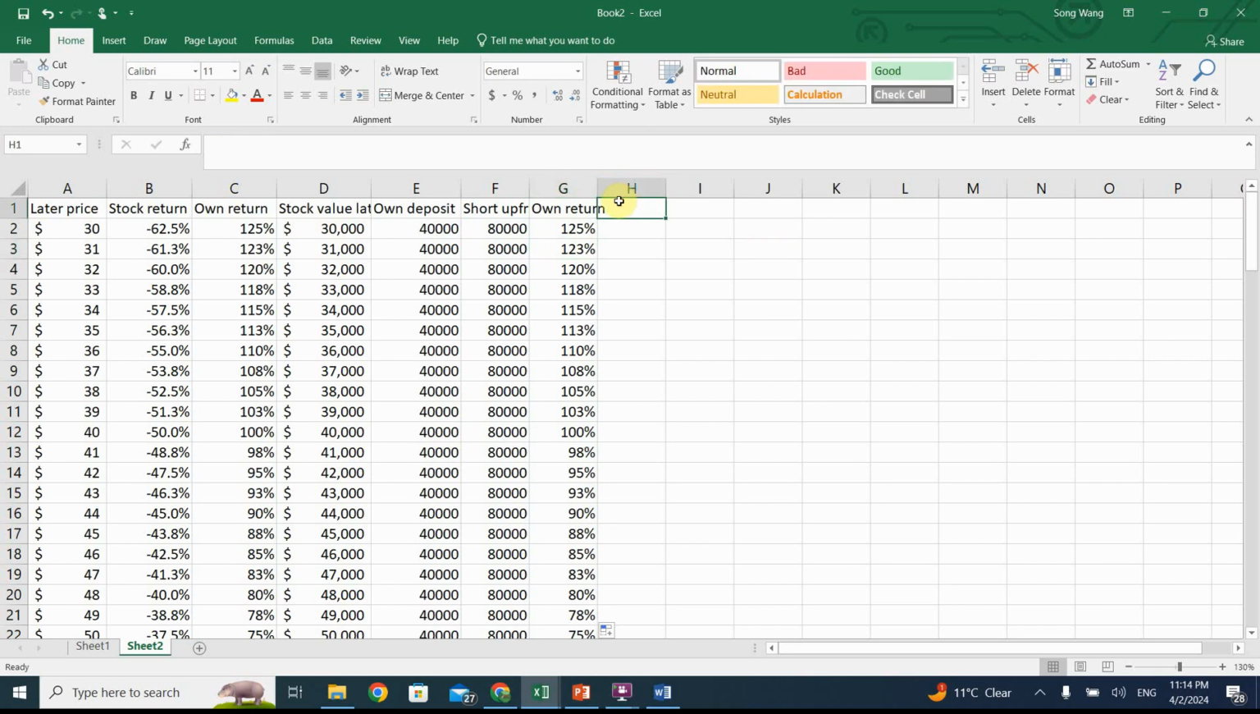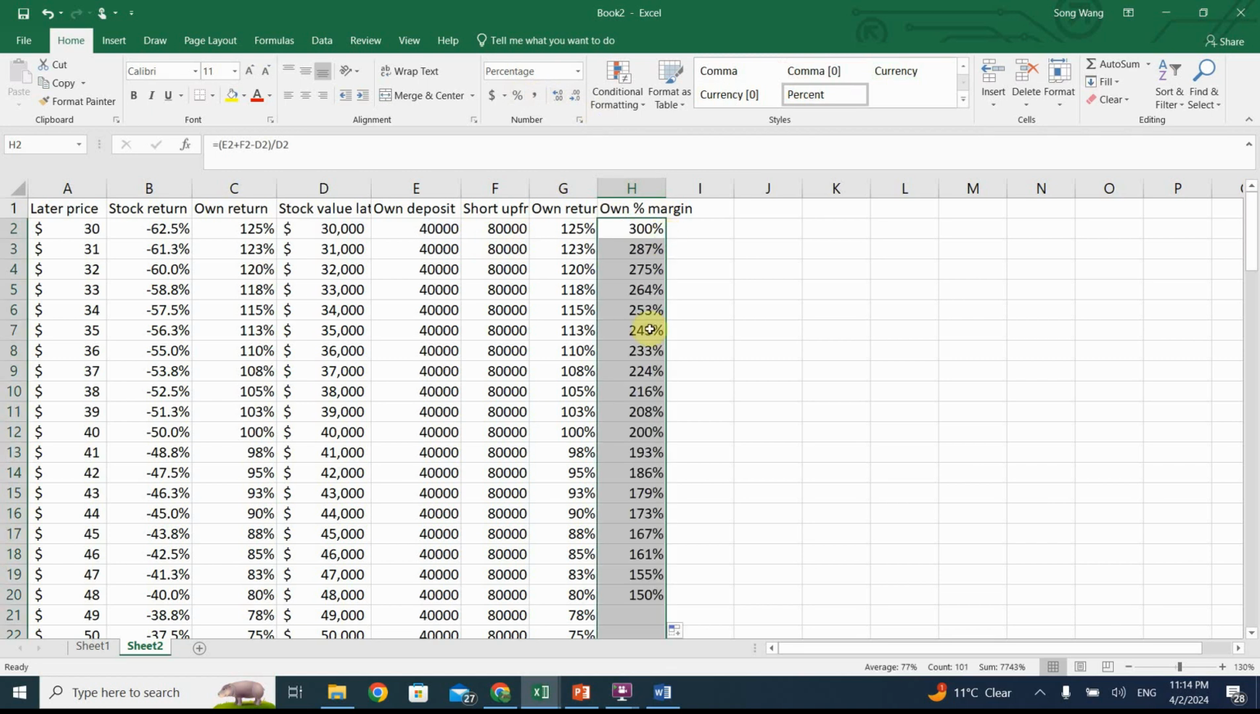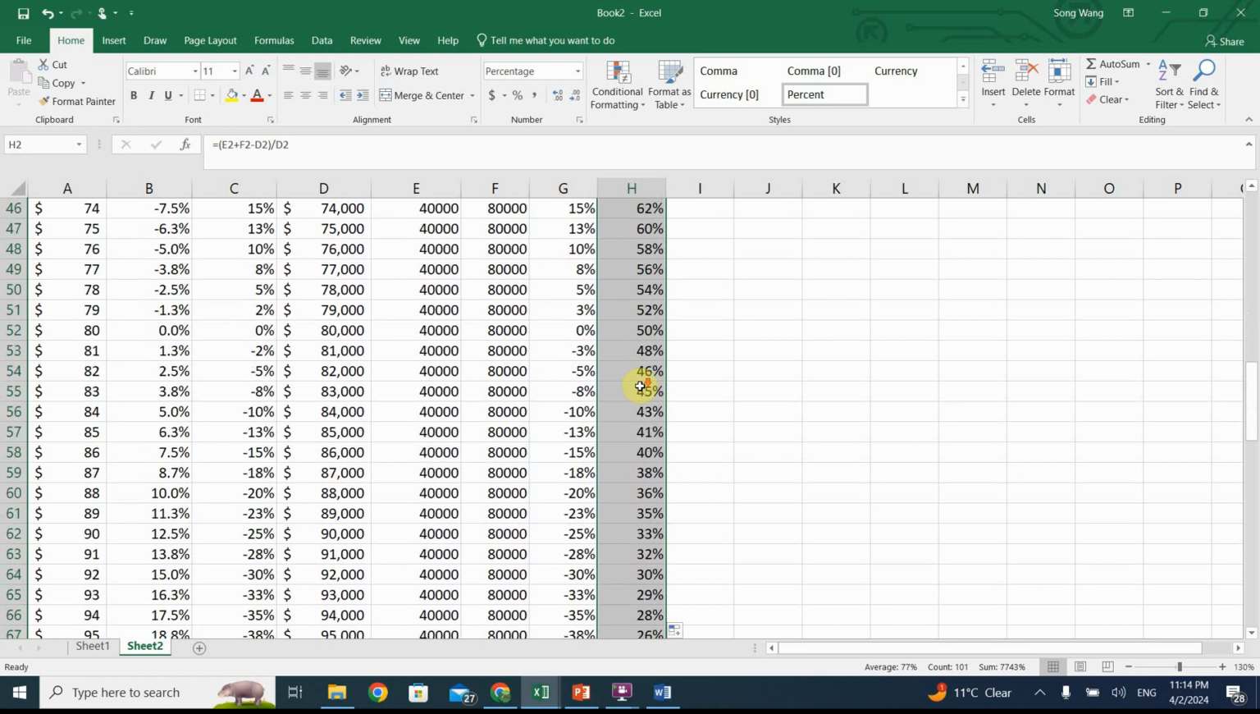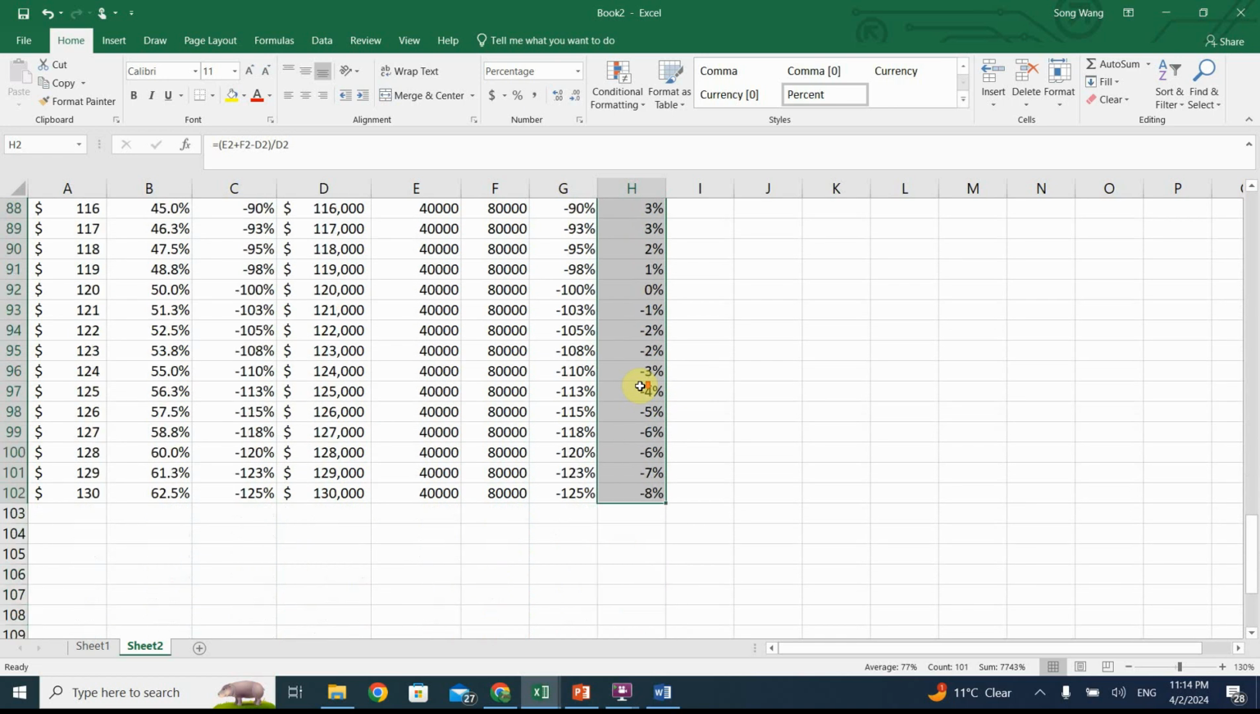And for your own margin, the investor's own margin is a percentage margin. So you need to use the deposit plus the money you receive upfront, minus the later stock value, divided by the later stock value. Right here you have 300%. Then as the stock price increases, you can see that your percentage is actually shrinking.